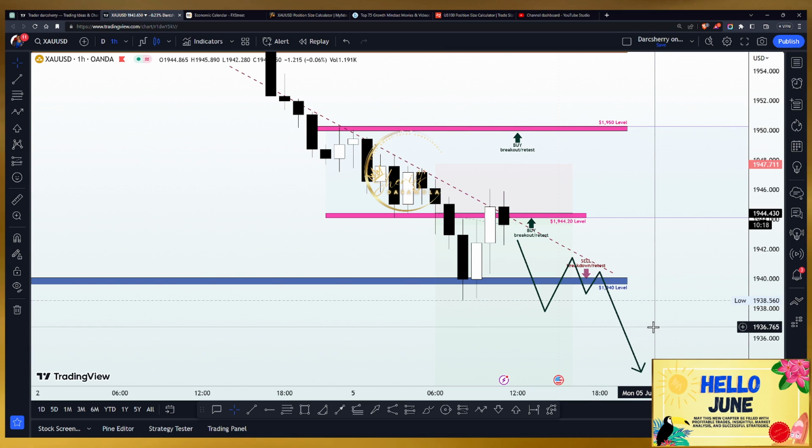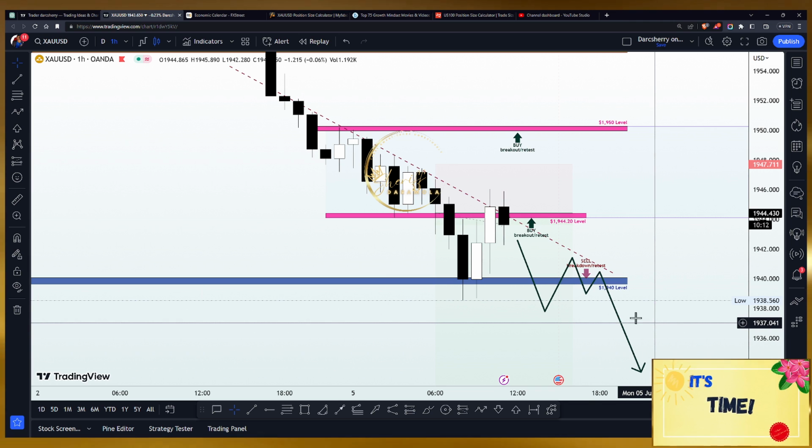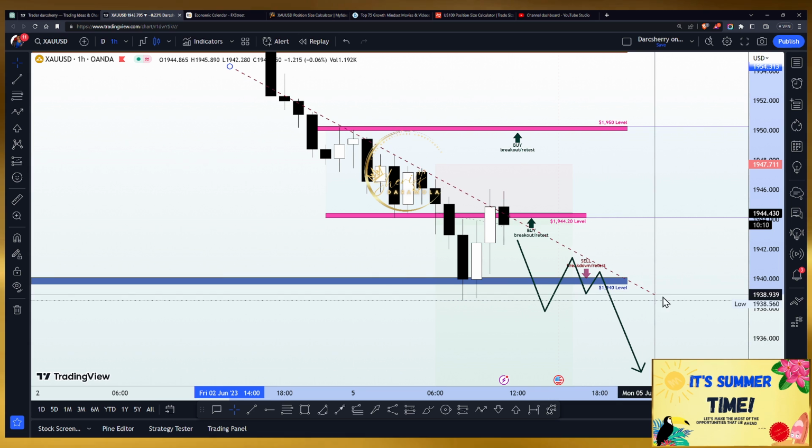So we are only going to be selling from this current structure at the breakdown retest of the 1,940 level. So let's keep this in mind. Mark this out on your chart.